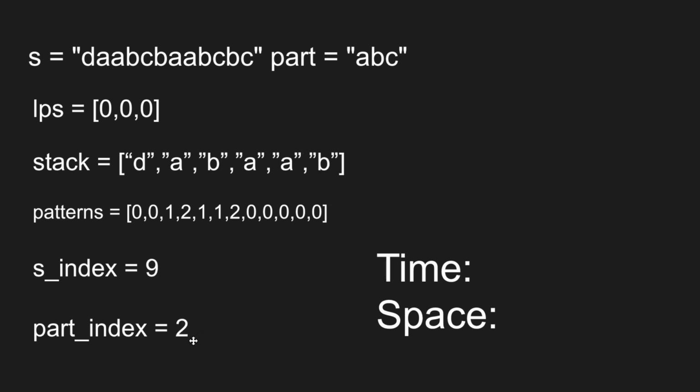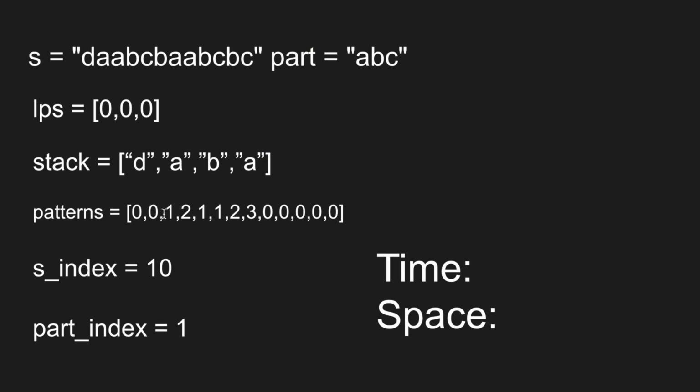So at 9 and 2, they are equal, so we add C to the stack, and we notice that the last 3 elements in the stack match part, so we can pop these and update patterns. Now we increment s index again, and part index, we set it back to 1 because A tells us to set it to 1.